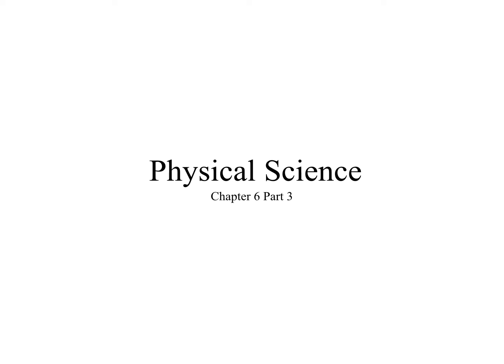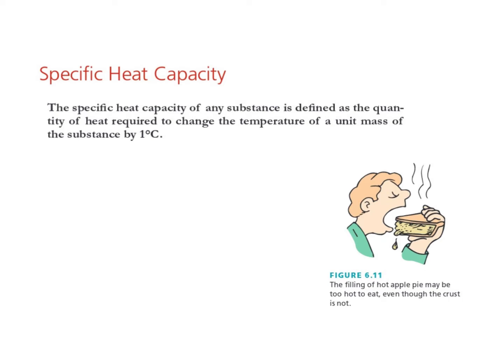The next thing that we want to look at in chapter 6 is something called the specific heat capacity. Now, the specific heat capacity of any substance is defined as the quantity of heat required to change the temperature of a unit mass of the substance by 1 degree Celsius. Now, what does that mean, a unit mass? Well, a unit might be a gram, it might be a kilogram, it just depends on what value for specific heat capacity you're talking about.